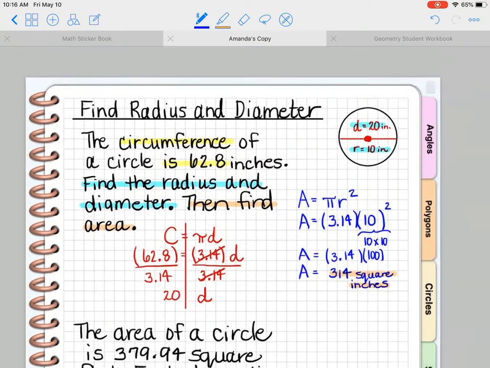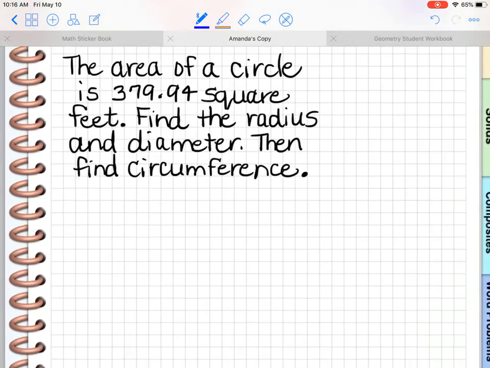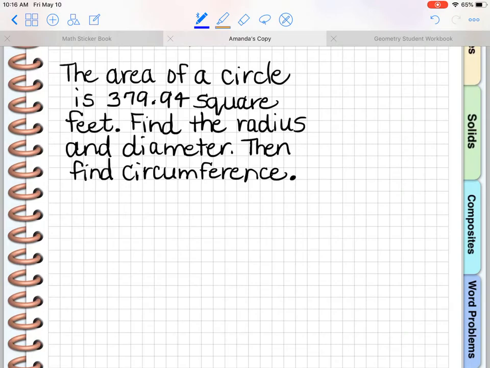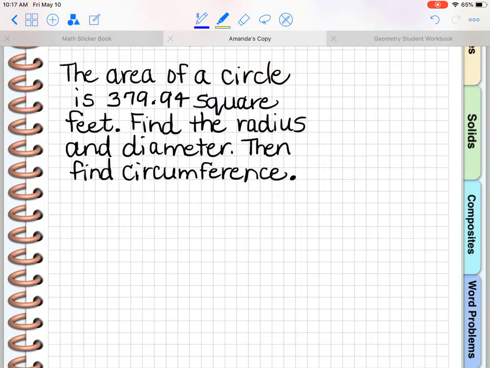Okay, here is another one of those, very similar. It says the area of a circle is 379.94 square feet. Find the radius and diameter, and then find circumference. So I'm going to go after what I know. That's where you always have to start, and that is area is this amount.